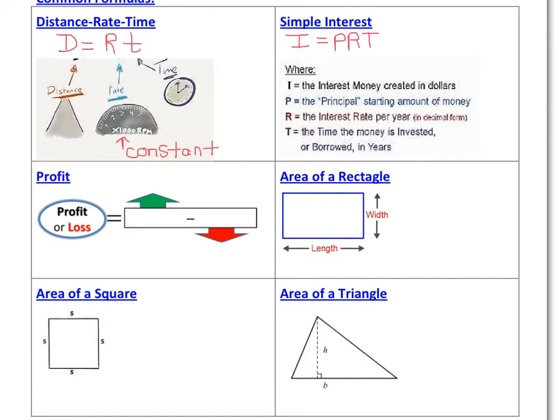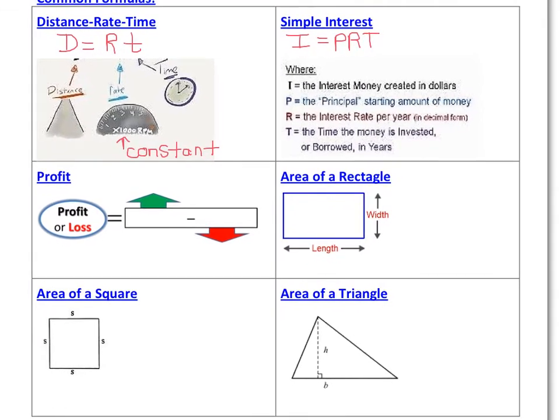Okay, since we're talking about money, let's talk about profit here. Profit or loss. They kind of are two sides to the same coin. So profit means you gain money, and loss is you're losing money. And the formula is the same. So it's profit equals the income minus expenses. And another word for income you may see in some word problems is sales. And another word for expenses could be costs.